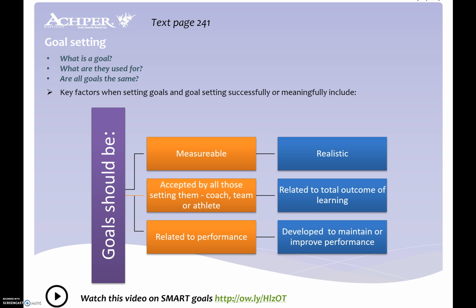So key factors when setting goals and goal setting successfully include things like where the goals should be measurable, they should be realistic, they should be accepted by all those setting them, so coach, team or athlete. They need to be related to the outcome of learning and related to performance and developed to maintain and improve performance. So when we're looking at something that's measurable, they've got to understand, can we actually measure whether you've achieved them or not? If they're related to performance, so you've got to look at a cricketer, you've got to have something that's related to that cricket skill. It can't be something that's separate from that.